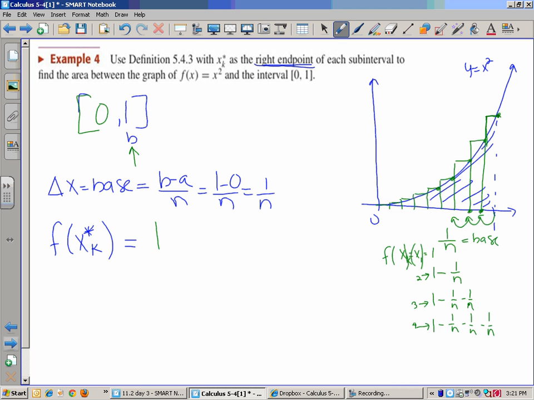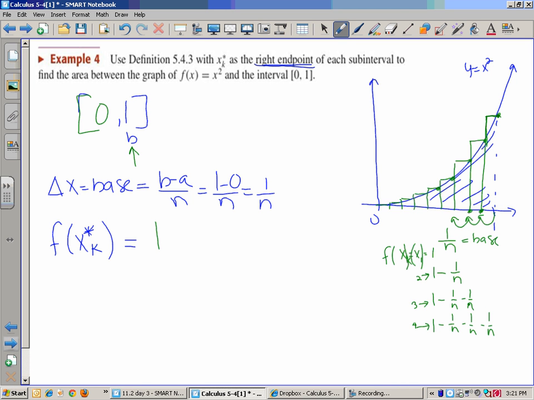Now, there are formulas in your book. I like to show you where they come from. The formulas in your book are actually on page 345. And what you're going to do then is you're going to use the right-hand endpoint, which on that page is the middle formula 4.